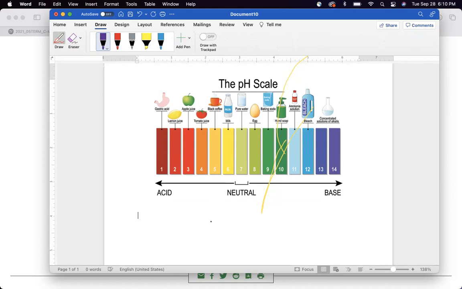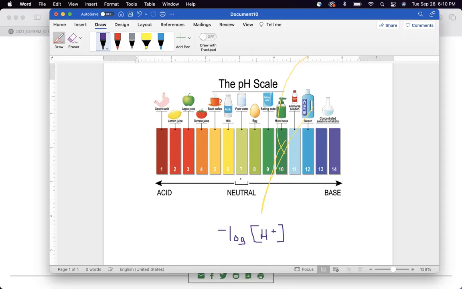pH actually means the negative log, or logarithm, of the concentration of your hydrogen ion. What does that mean? For all you non-chemists out there. So that's what pH means. Negative log of the concentration of the hydrogen ion.